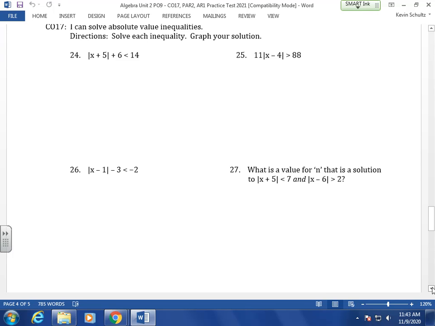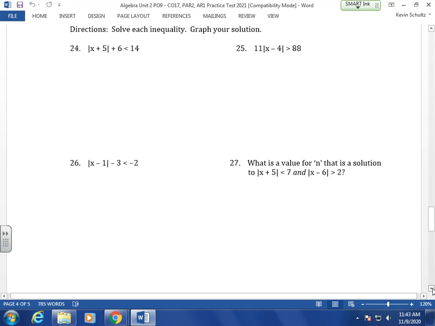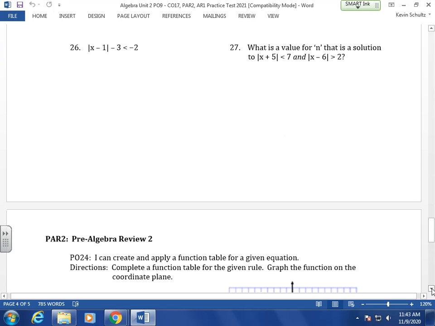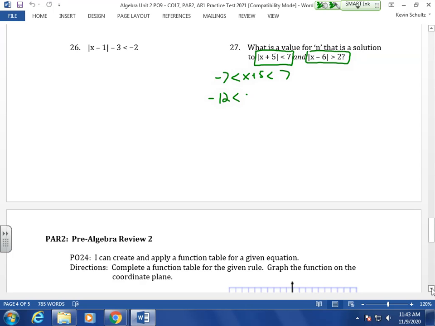Sure, 27. Similar to the brain buster we had on the homework, you've got to solve each of these separately and just graph them together. So this first one, negative 7 is less than x plus 5, which is less than positive 7. Then we'll subtract 5 from all 3 parts, and we get negative 12 is less than x, which is less than 2.